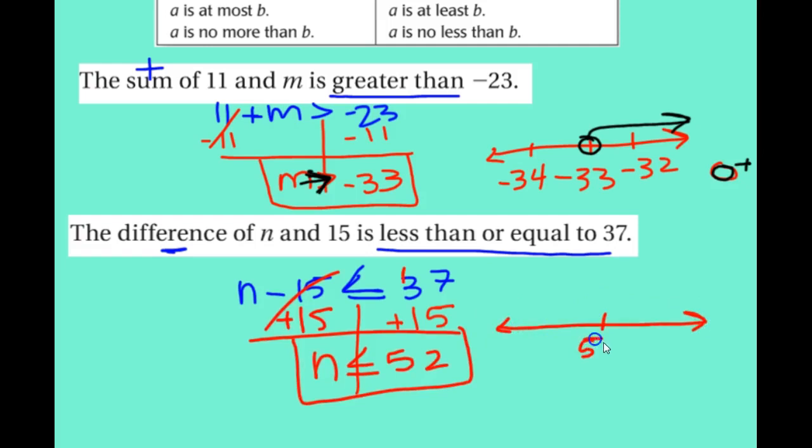So 52 in the middle. We count 51, 52, 53. This one has the equal to, so this is a closed circle, filled in. And then like an L, less than 52 would be towards 51. Or put an arrow in there showing it's pointing to the left.